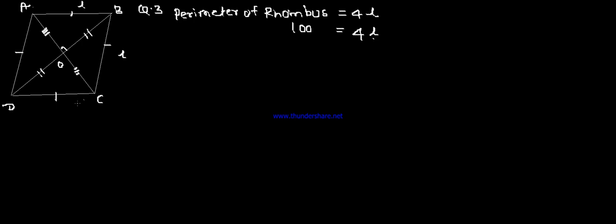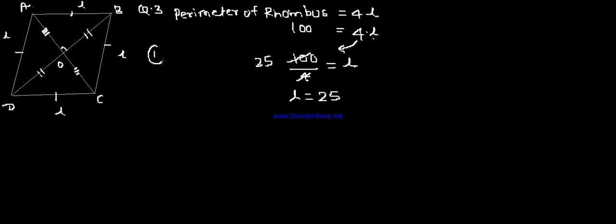AB, BC, DC and AD, the length of all will remain the same. Now this 4 is in multiplication, and this has become your equation in one variable. The 4 will go to the other side in the form of division, and after dividing you will get 25. So you are getting the length of side as 25. Here every side will have the length of 25. This is one part of the sum.